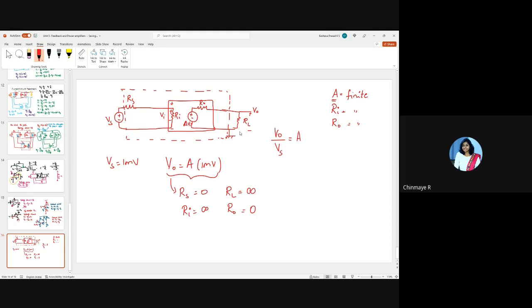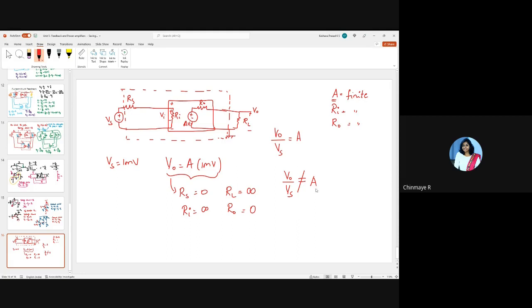But in a practical situation, you will have both Rs, Ri and R0, RL, and therefore the gain of this open loop amplifier, since we have not given any feedback here, V0 by Vs will not be equal to A. This is a very common mistake that many students make in the exam. The open loop gain V0 by Vs is not equal to A. It will be much less than A, and you should calculate it.